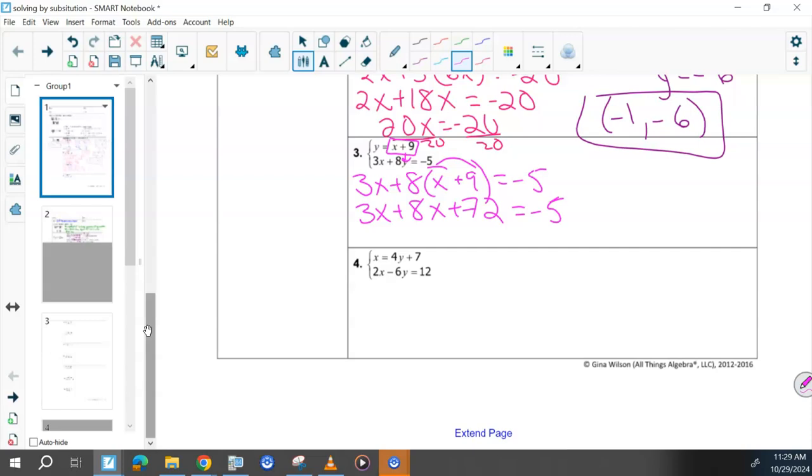And how would I start solving this one? Yes. Add the 3x and the 8x to get 11x. And then, so we have 11x equals negative 77. And then divide. What is x?